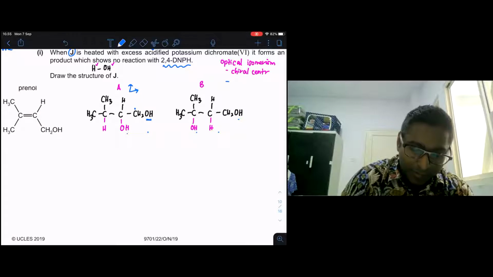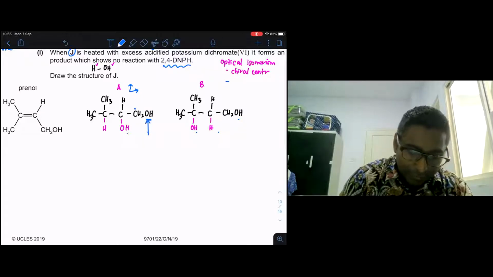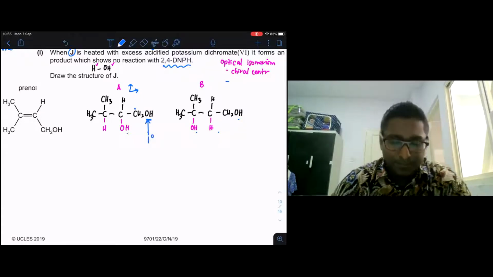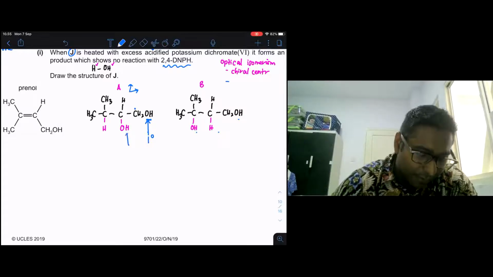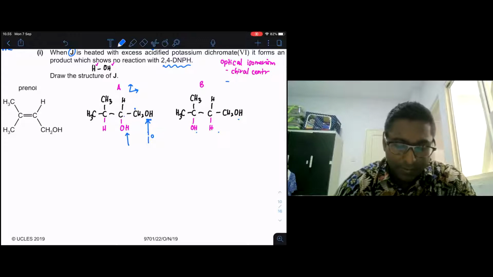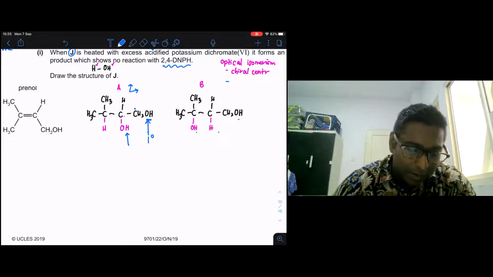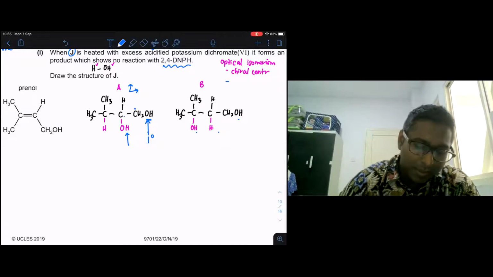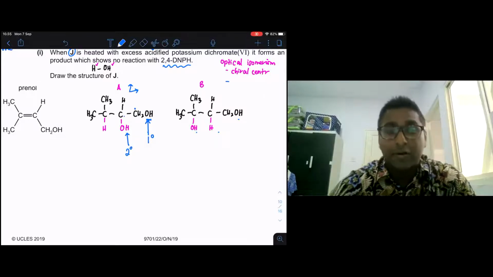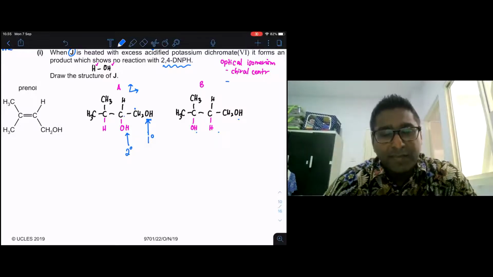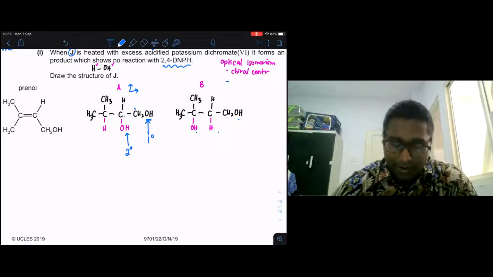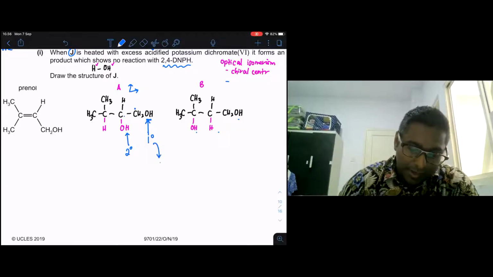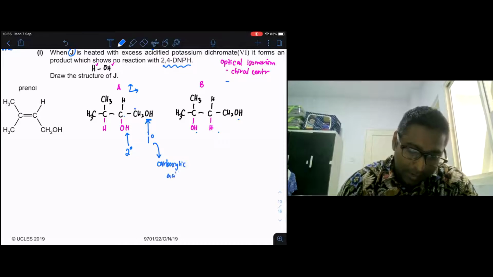So this alcohol is known as a primary alcohol. And let's have a look at this other alcohol. This carbon is attached to one R group and another R group, so this is a secondary alcohol. So when I oxidize, I am going to get a carboxylic acid here, and I'm going to get a ketone over here.